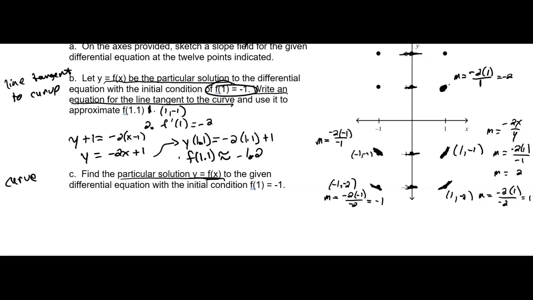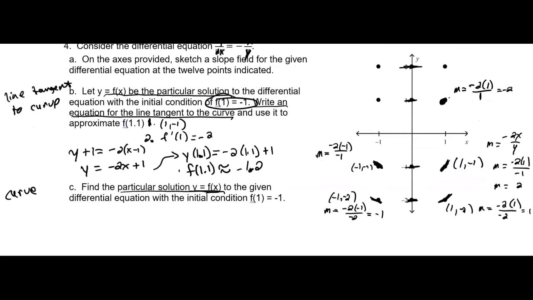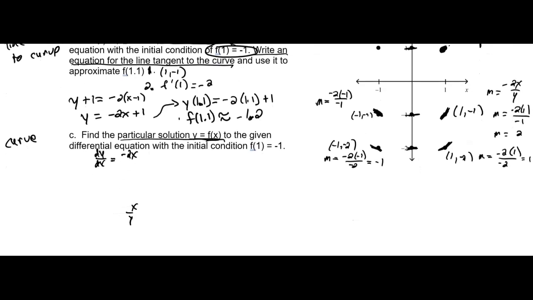C, find the particular solution. So if the function is the solution, they want you to find that function. So similar to the one above, let me write this. Our differential equation was dy/dx equals negative 2x over y. Let me fix this. Separate our variables.